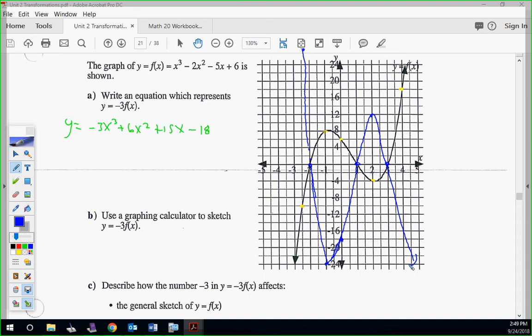Okay. Any questions of that? Flipped and multiplied by 3. We just kept doing that to all the points we could find that were clean. Okay, we flipped them from positive to negative or negative to positive and multiplied them by 3.